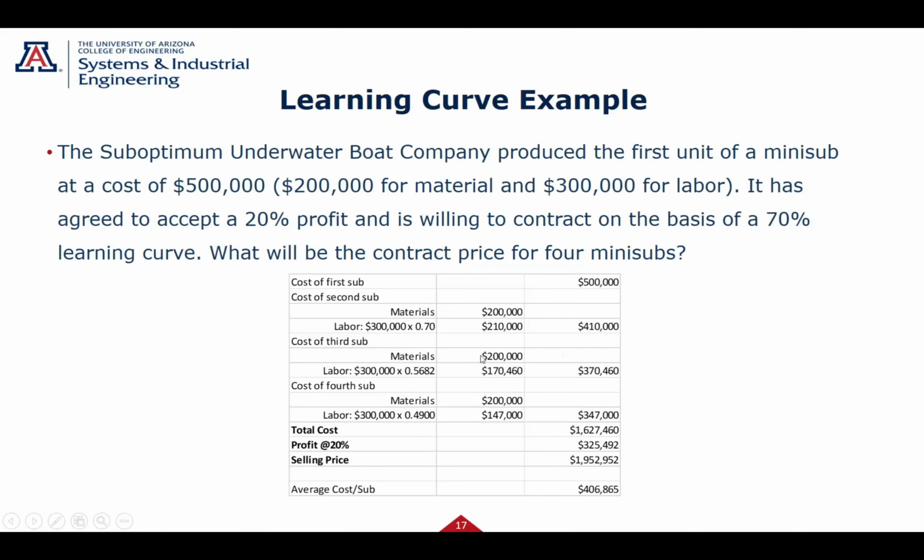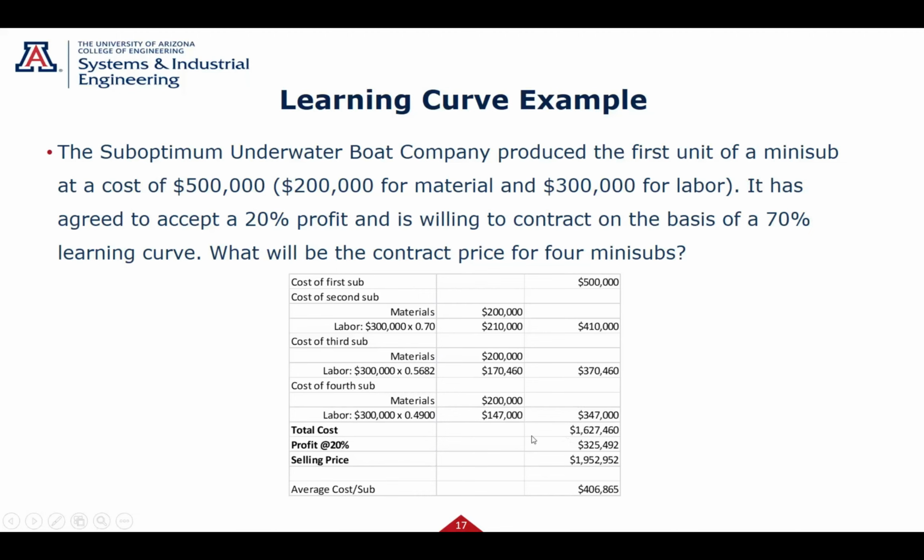Third unit, materials $200,000. I have to go to the learning curve table now. Third unit's 0.5682, so it's $170,000 for labor, or $370 total. Fourth unit, 0.7 times 0.7 is 0.49 because it's doubled. Fourth is double of 2, or I could have gone to the tables. $147 labor, $347 total. Now I can add these up.